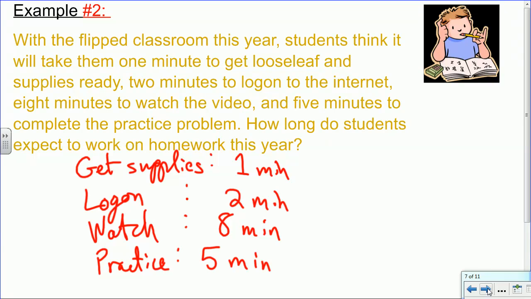Hopefully you notice that this is an addition problem. We're adding up the different parts to get the total time. And in this case, we can show our work and maybe change numbers around, use compatible numbers. I know that 8 and 2 makes 10, and we'll also have to add the 5 and the 1. But when we add these, I see that the 8 and the 2 makes 10, plus 5 is 15, plus 1 more is 16.